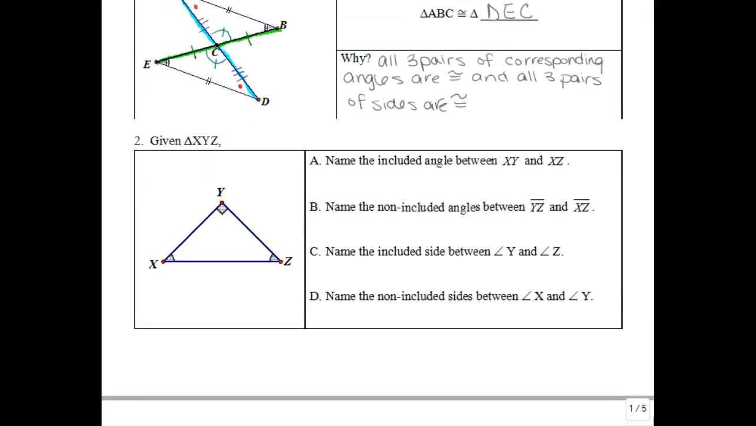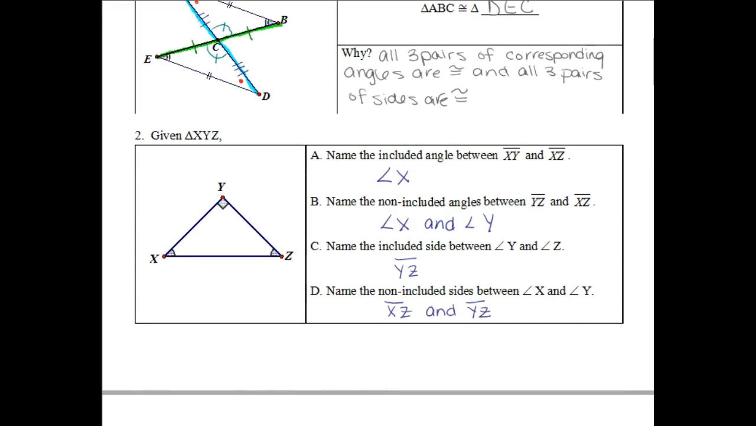And here we're reviewing our included vocabulary word, included sides, included angles. So the included angle between XY and XZ is angle X. The non-included angles between YZ and XZ, that would be angle X and angle Y. The included side between angle Y and angle Z is segment YZ, and the non-included sides between angle X and angle Y are XZ and YZ.